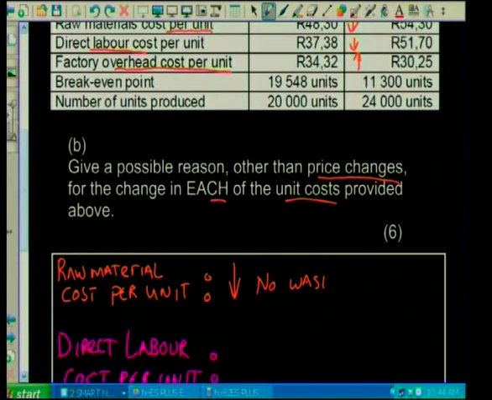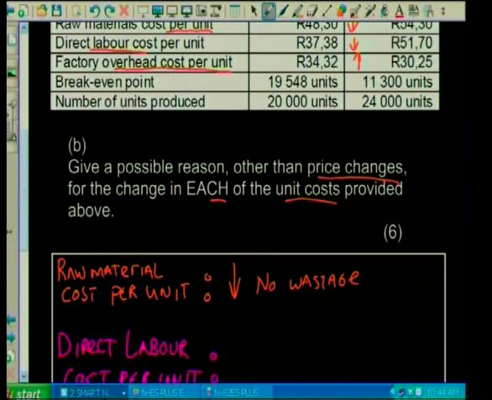So one of the possible reasons, as I've just explained, is that there could have been no wastage of raw materials, and it could have been used efficiently. The raw materials, in other words: no wastage, used efficiently.